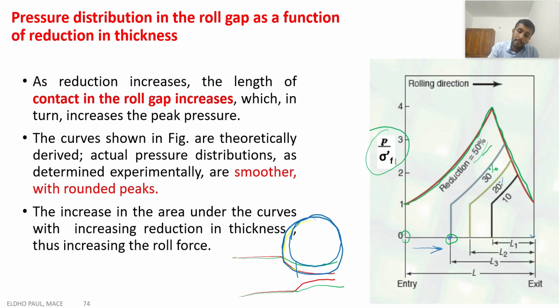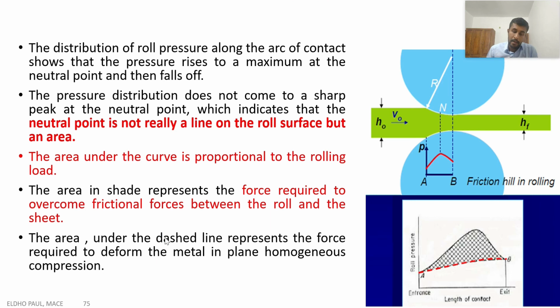With respect to this percentage of reduction, for 10% this is the entry point, and that means the rolling gap is starting here only. So with respect to percentage of reduction, we can see the distribution of pressure increasing to a maximum peak value, then it is decreasing. And this is another distribution. We can see at the neutral point we have maximum pressure. The neutral point is the point where the pressure is maximum, and the entry point and the exit point have minimum pressure. This is the distribution of pressure during the rolling process.